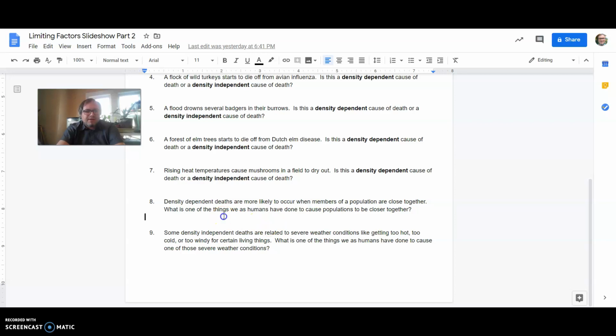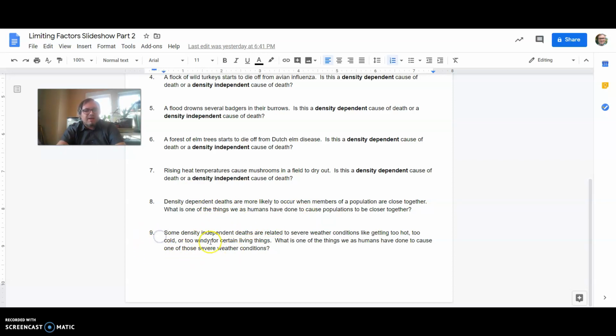And then again, we have 2 reflection questions down here at the bottom. So number 8 says density-dependent deaths are more likely to occur when members of a population are close together. What is one of the things we as humans have done to cause populations to be closer together? So think about human impact as far as what do we do, either as far as development in the world or what we do in our day-to-day lives that causes populations to be in tightly packed little areas. Think about areas that you see outside your window where there's natural world and then it's surrounded by everything that people are doing. How are those factors causing certain populations to be closer together?